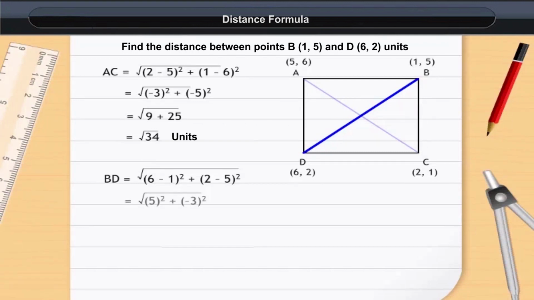The distance between B (1, 5) and D (6, 2), this means BD is equal to square root of (6 minus 1) square plus (2 minus 5) square, is equal to square root of 5 square plus (minus 3) square, is equal to square root of 25 plus 9, is equal to square root of 34 units.